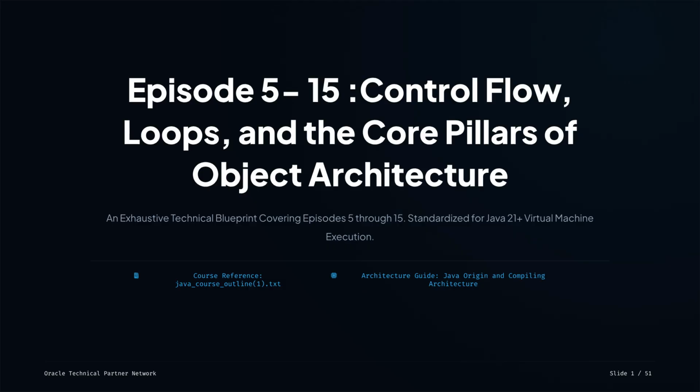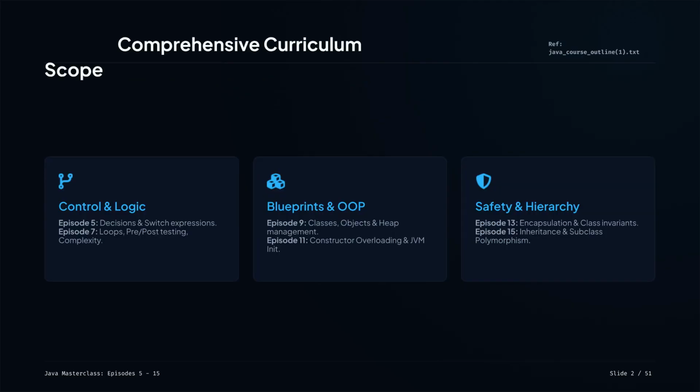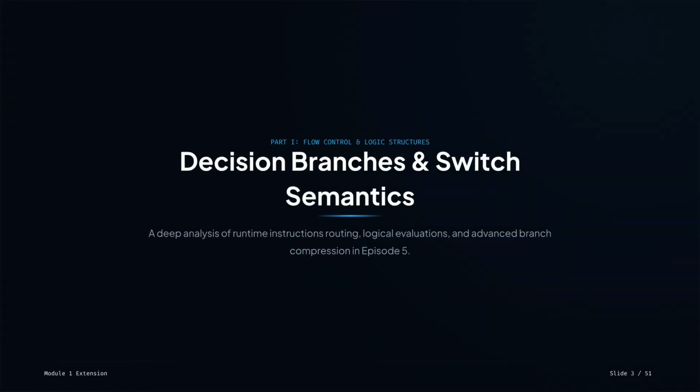pillars of object architecture. This blueprint is standardized for Java 21 plus virtual machine execution, covering technical concepts from episodes 5 through 15. Our curriculum scope is divided into three key areas: control and logic, covering decisions and loops; blueprints and OOP, focusing on classes, objects, and memory management; and safety and hierarchy, which explores encapsulation and inheritance. Let's begin with part 1, flow control and logic structures.